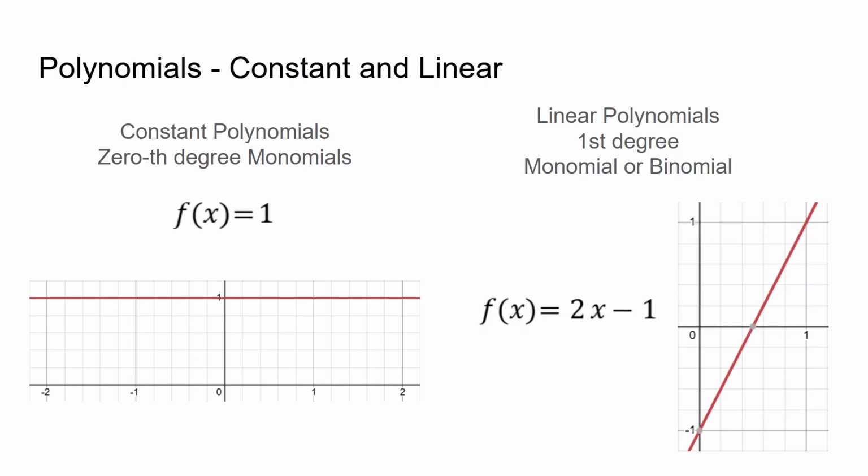Linear polynomials, these are first degree polynomials, and they can be monomial or binomial. Here we have a binomial. So the highest degree is the first degree. Using this, we can start to see some things we can find in polynomials. This final term tells us the y-intercept, and actually does it on this one as well. And if we solve for x, when the function is equal to 0, we can get an x-intercept as well.